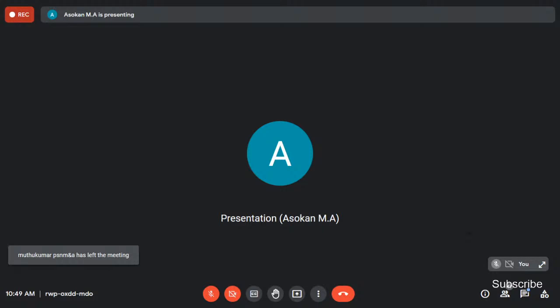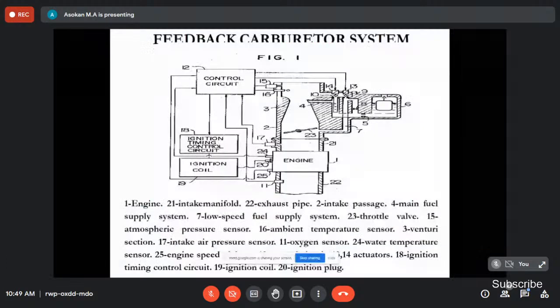Then this control unit, based on the information received from the various sensors, sends signals to the actuator, that is the fuel injection system. Accordingly, the fuel is injected into the cylinder. That is called a feedback control carburetor.